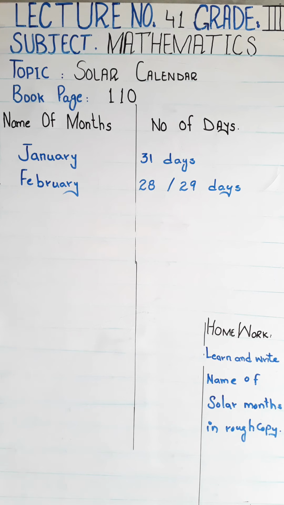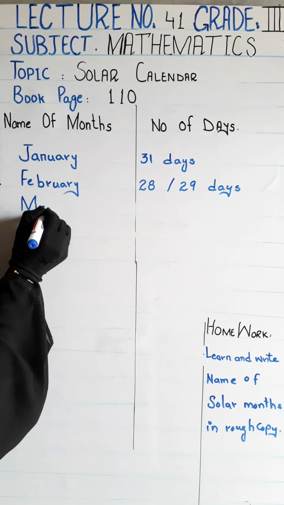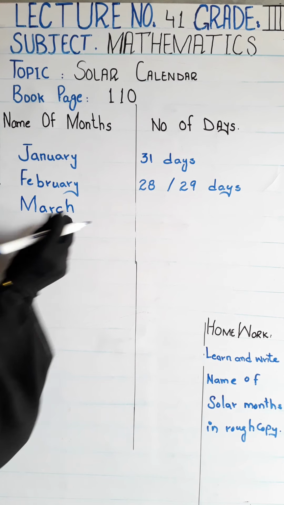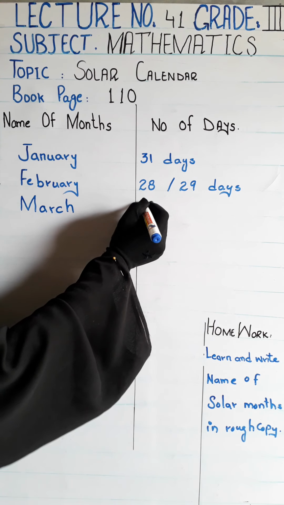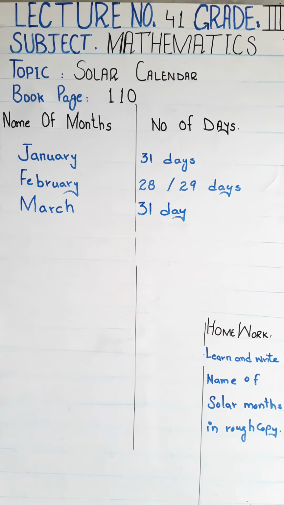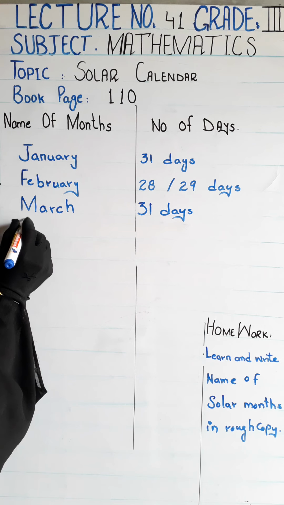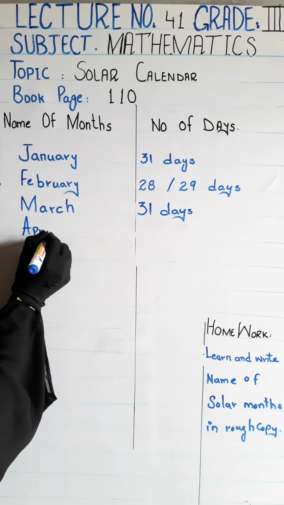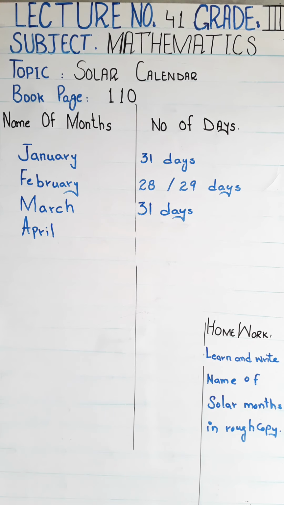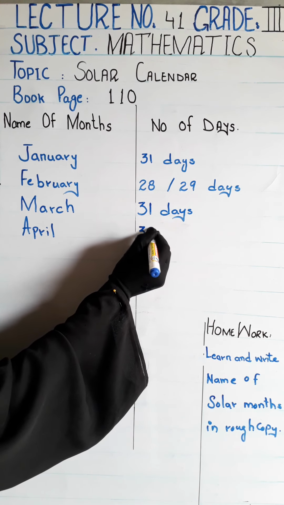Okay, now move toward the third month. The name of the third month is March. How many days in March, student? Your exam month, March. 31 days. Great. After March, which month comes, student? April. The fourth month, and nowadays this month is going on. How many days in April? Yes, 30 days.